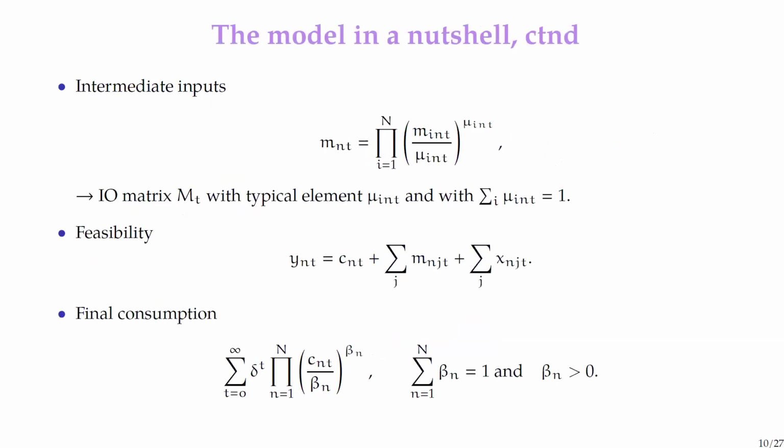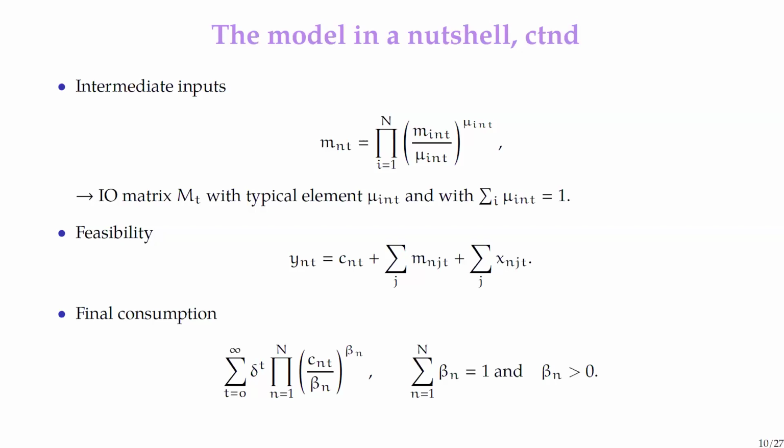The model also has intermediate inputs, as in standard models of production linkages. Sectors produce by sourcing intermediate inputs from all the other sectors in the economy, and the input-output network will be represented by a matrix M, whose typical element will be mu, and the mu's will sum to 1. In terms of feasibility, output in each sector can be used as consumption, as intermediates used by other sectors, or as investment in other sectors.